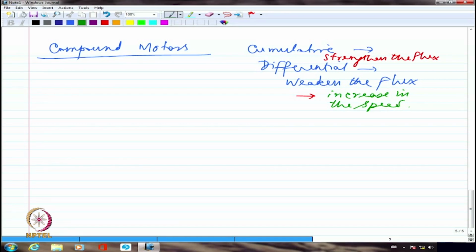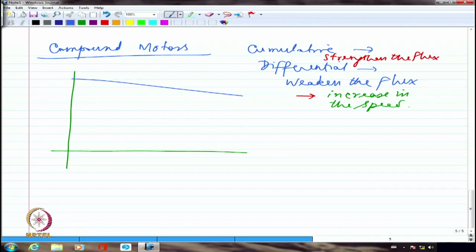So for differential and cumulative, if I try to look at the characteristics, let me first draw this. This is the shunt machine, let's say. This is omega, this is the torque, and this is the shunt machine. If I am talking about a series machine, we drew it as somewhat like this. This is the series machine's characteristics.